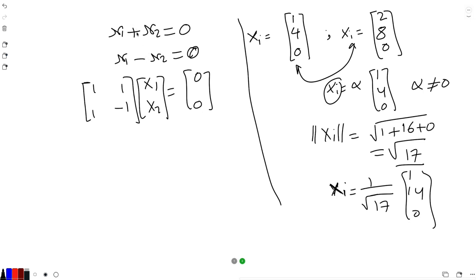Are those two equations independent or dependent? Of course, it is clear that they are independent, and you can also check that 1 times minus 1 is minus 1, minus 1 minus 1 is equal to minus 2.